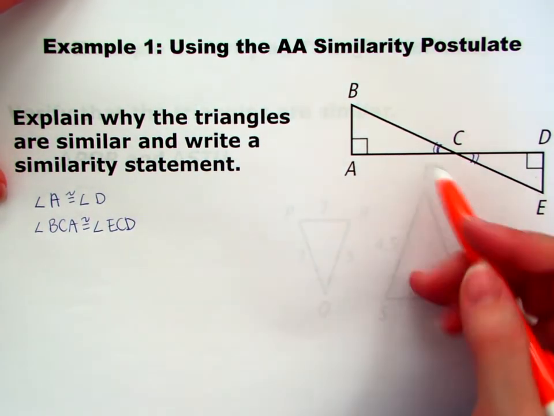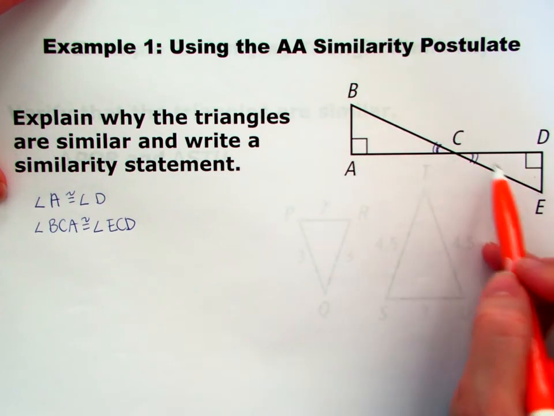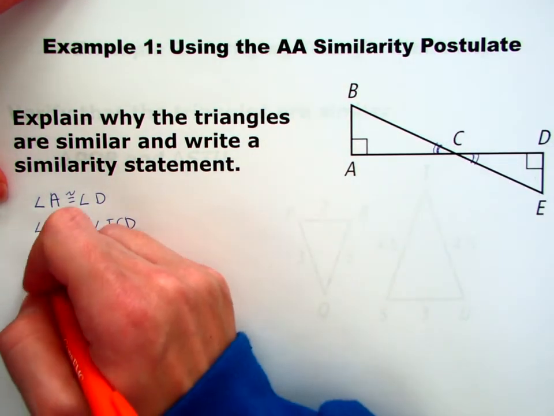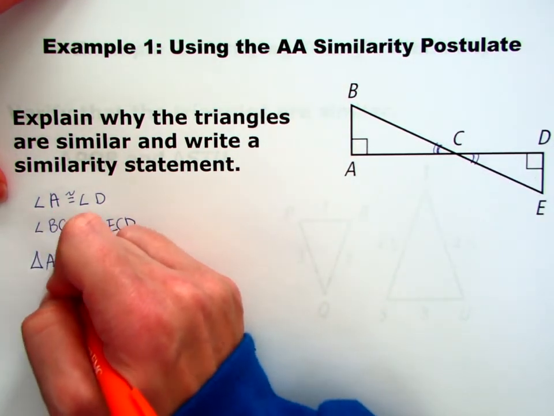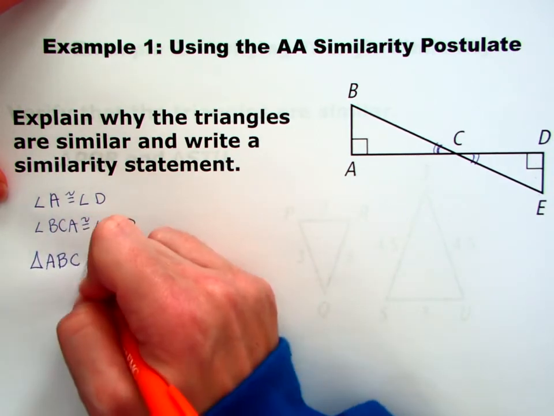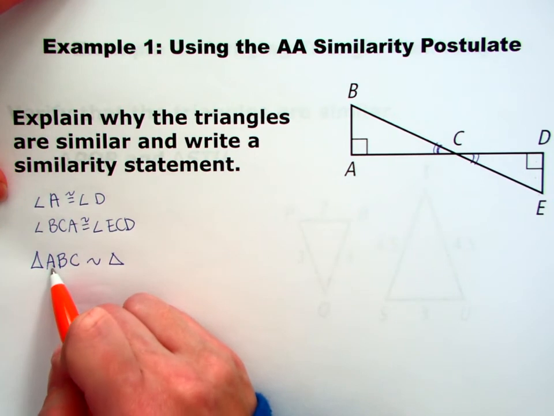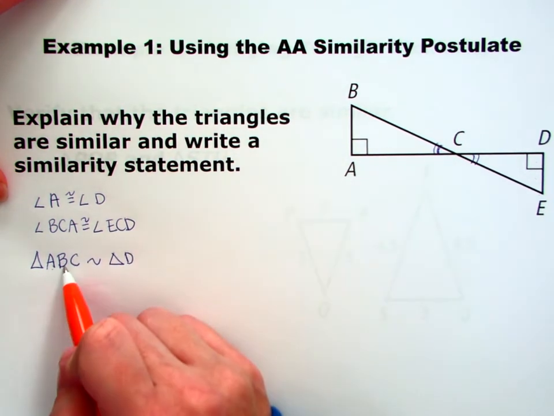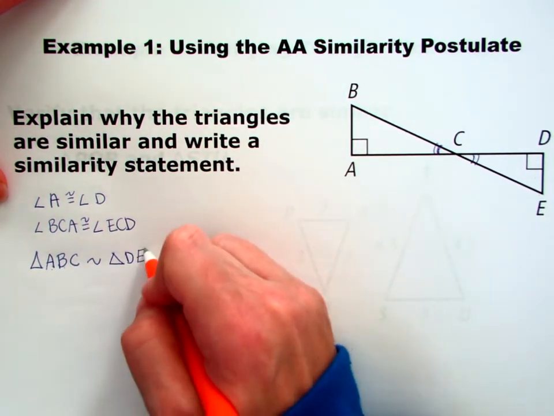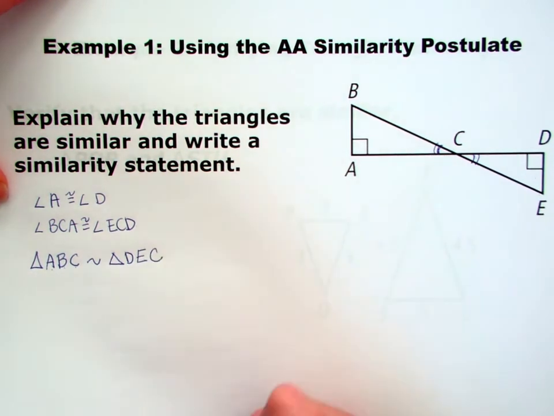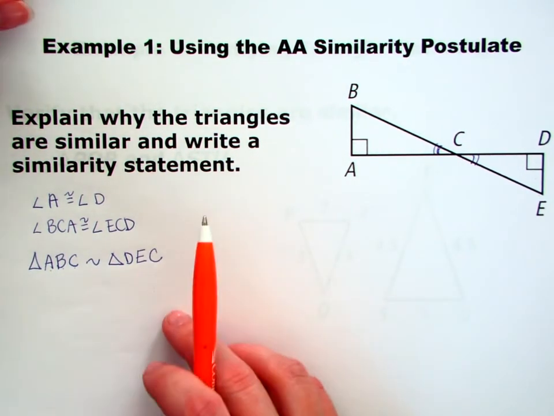So now I have two sets of angles that are congruent to two sets of angles. So now I can say triangle ABC is similar to triangle. Let's match it up. What goes with A? The letter D. What goes with B? The letter E. And what goes with C? The letter C. So these two triangles are going to be similar.